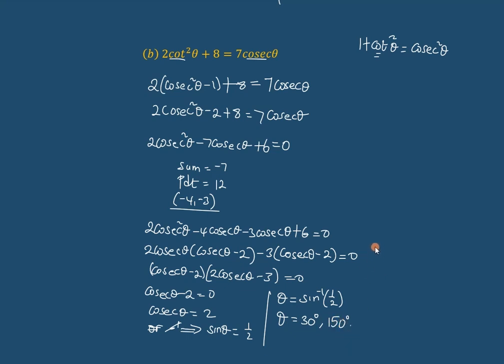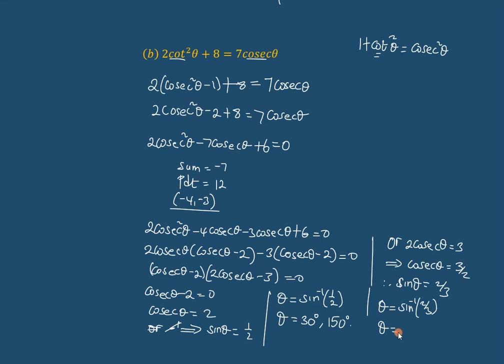So we have either that, or the other one is that 2 cosec theta is equal to 3. From here, 2 cosec theta minus 3 is also equal to 0, implying that cosec theta is equal to 3 over 2. Therefore, this one is sine theta equal to 2 over 3. And from there, you can see that theta is equal to inverse sine of 2 over 3.